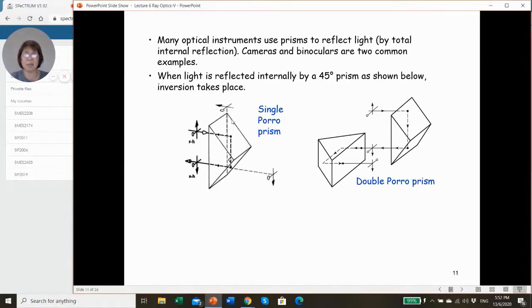Now, this is an example of a prism. Here, it uses a double prism arranged in such a way whereby the image is inverted compared to the object, and on top of that there's a left-right inversion as well. Comparing it to the single prism, there was no left-right inversion.